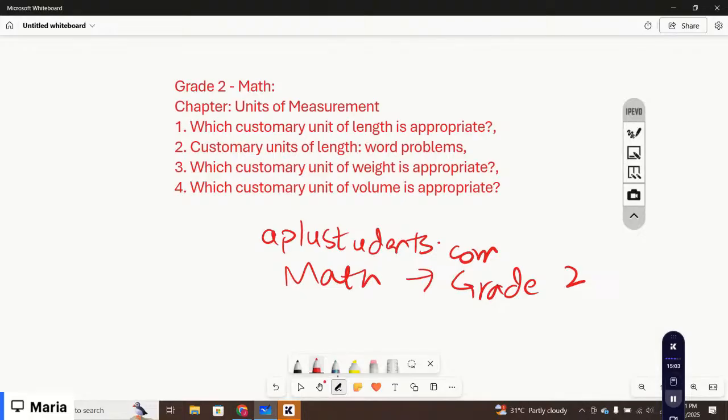The chapter we're going to start with is Units of Measurement. The lessons we're going to cover today are: which customary unit of length is appropriate, customary units of length word problems, which customary unit of weight is appropriate, and which customary unit of volume is appropriate. So please make sure you have your notebook and pencil so that you can note down the important examples and definitions as well.